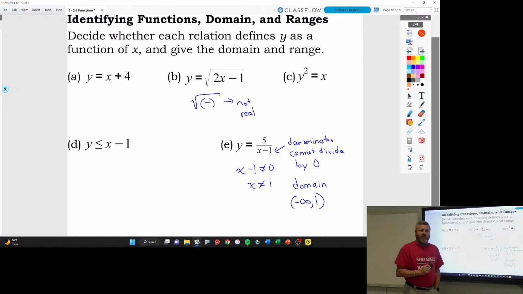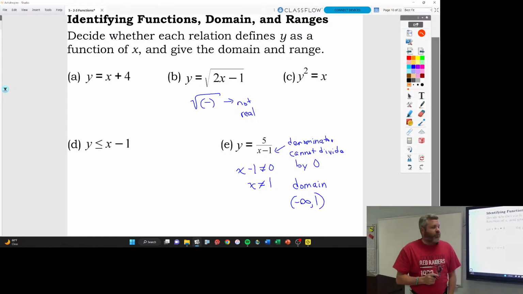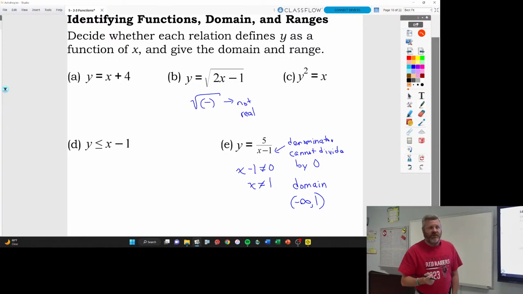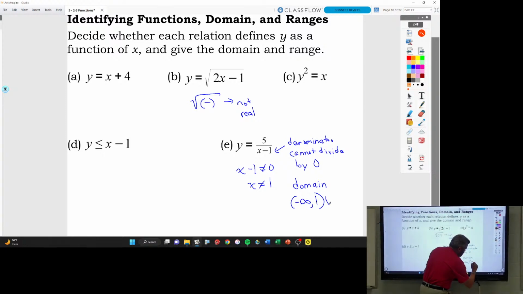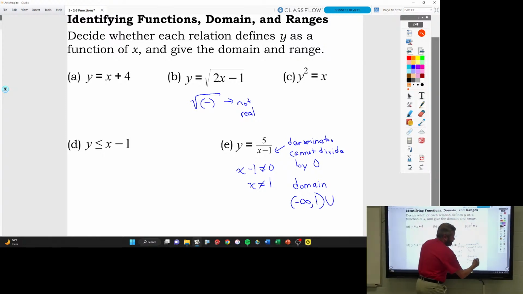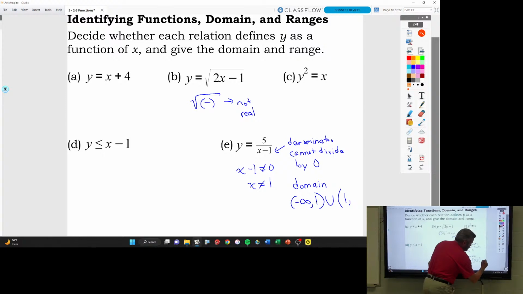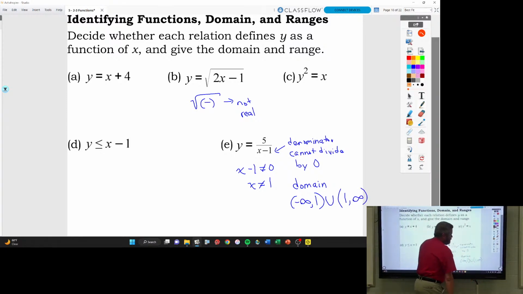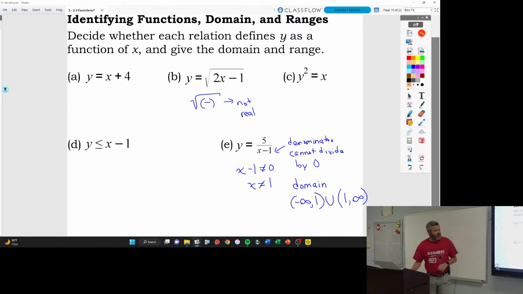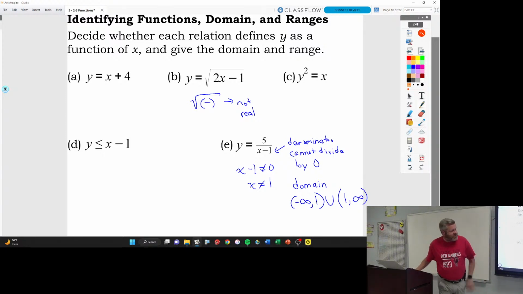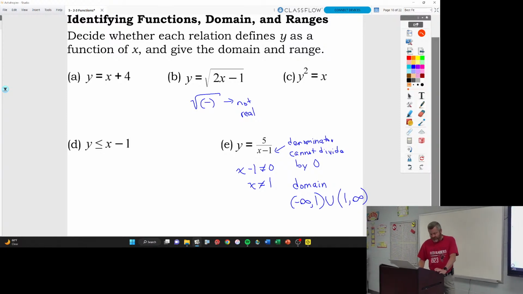But is that my entire domain? No, because the only thing it can't be is 1. So I'm going to put a union symbol here, looks like a U, 1 to infinity. So that is the way to write set notation, to basically just block out one number. X can be anything except 1, and that's how you write it in set notation, or interval notation.